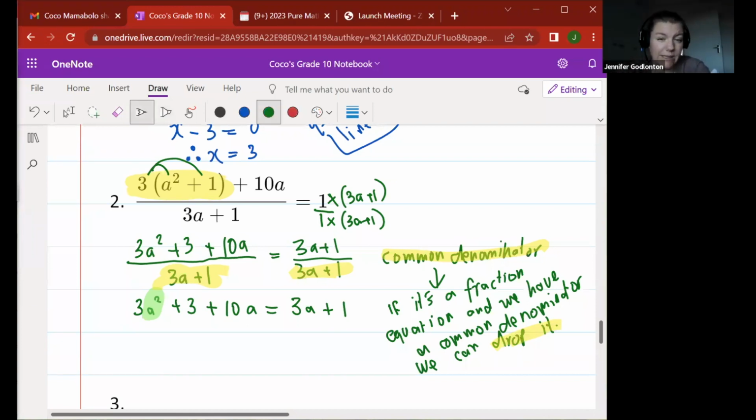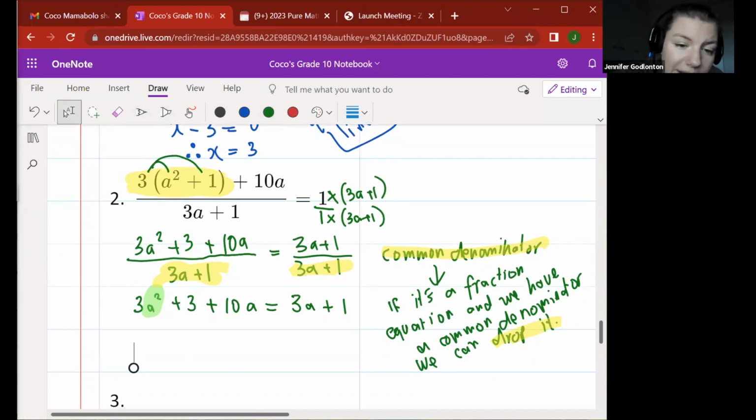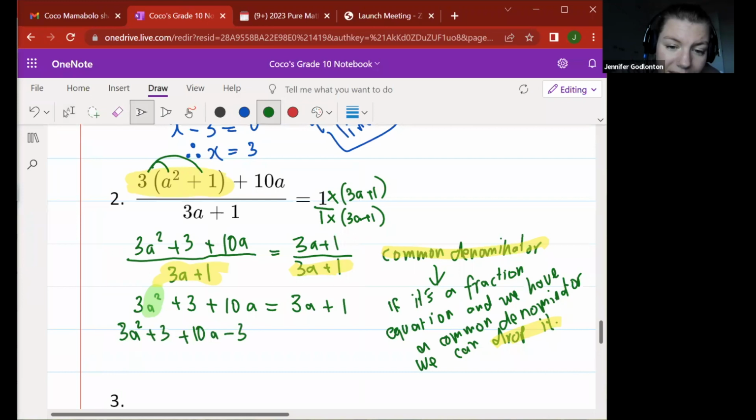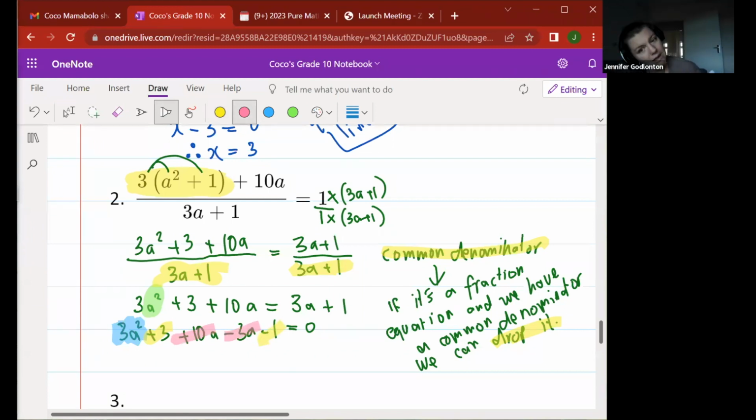So now when we're at this point, we can see it's a quadratic, so we want to move everything to one side. So we've got our 3a squared plus 3 plus 10a minus 3a minus 1 is equal to 0. Now you want to start linking together your like terms. So we've got 3a squared, we've got a 3 and a minus 1, and then we've got a 10a and a minus 3a. Link together those like terms. And then we're going to need to factorize. So this one would be worth a lot of marks because there's a lot of things we would have to do in order to get to our final answer.